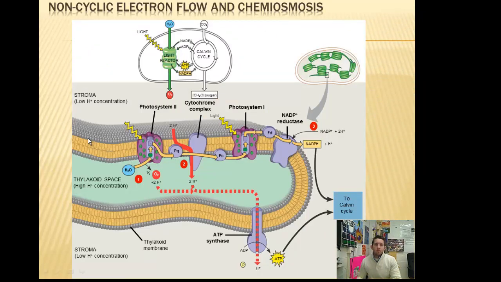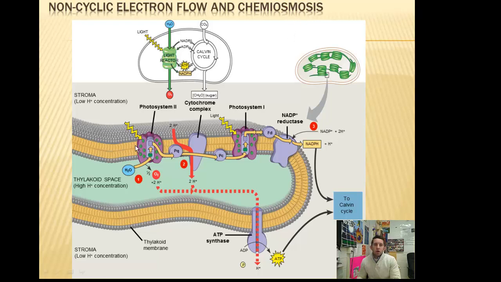Okay, this is our thylakoid membrane. And as I said, it's a phospholipid bilayer. The inside is the lumen, or the thylakoid space. The outside is the stroma. We're talking about non-cyclic electron flow, which means obviously that it's not a cycle. It's moving in one direction. And also, there's a very important process built in here called chemiosmosis, which is how ATP is produced.